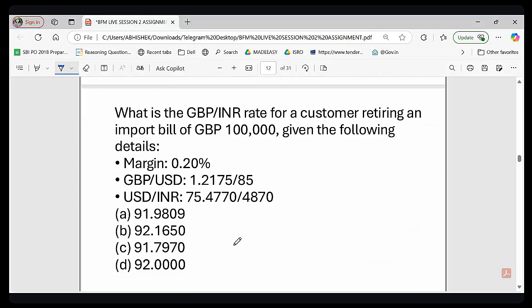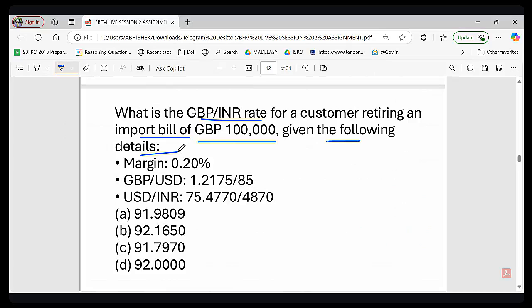Everyone, let's solve an interesting question about forex rate. This is directly related to import bill payment. So far we have seen the export bill, now we will look at the import bill. So what is the GBP versus INR rate for a customer retiring an import bill of GBP 1 lakh, given the following details?